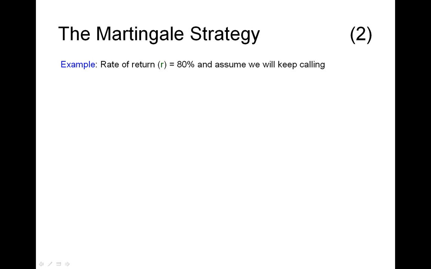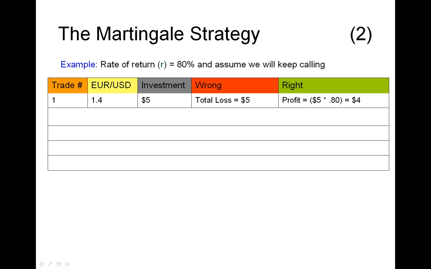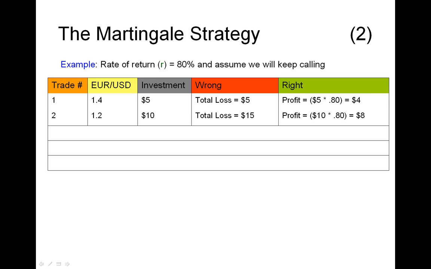Let's say the rate of return is 80%, and let's just assume that we're going to keep calling. You can substitute this for put. It's not going to affect the example in any way. So let's say we had the euro to the US dollar. Right now it's at 1.4. We invested $5, and as it turns out, we were wrong. So we lost $5. Had we been right, we would have made 5 times 0.8, that's the rate of return. We would have made $4, but we didn't. We were wrong. We lost $5.